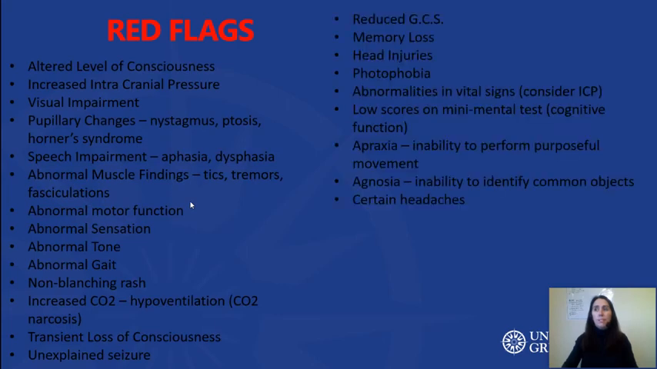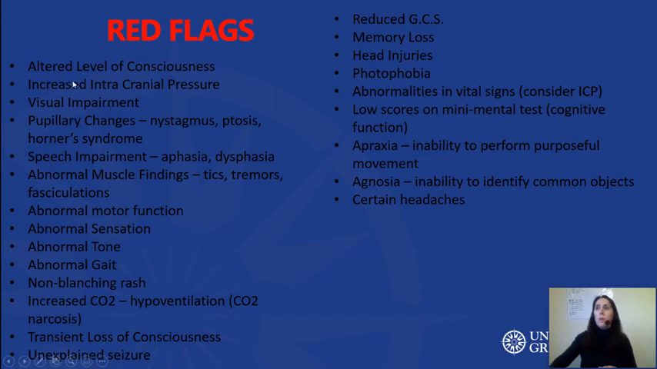Right, I've written down a few. You might have got some of these. You're going to need to take a little bit of time to have a look at them. There's quite a lot in here that will come up in your cranial nerve examination. So at this stage, you probably won't notice them as a red flag until you actually go and do the tests.